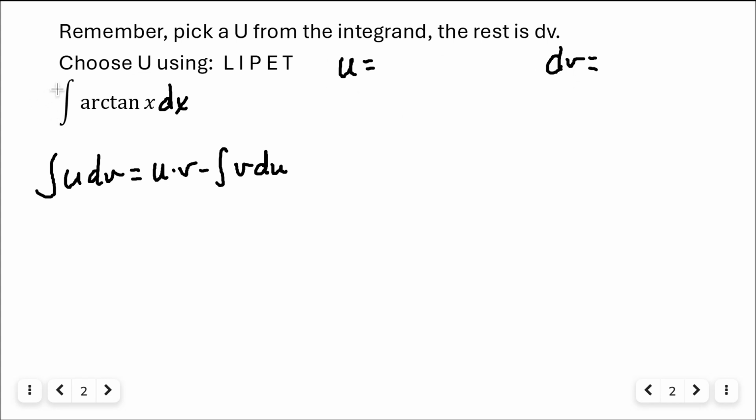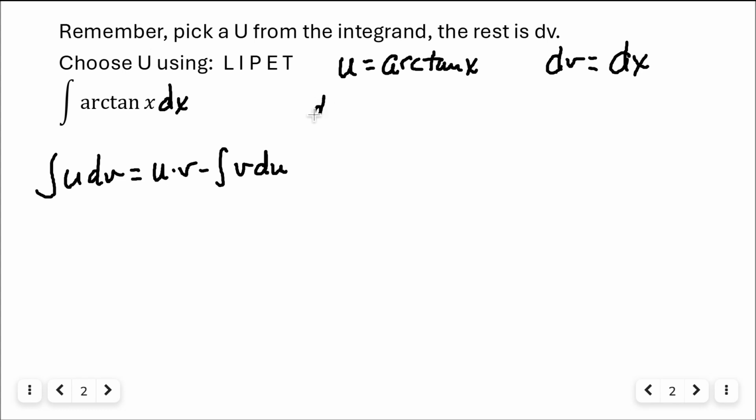All right, so I want to integrate arctan x dx. Okay, so there's really only one thing to pick. Now we're choosing u using LIPET, right? LIPET: logs, inverse trig, polynomials, exponentials, and trig. So inverse trig is actually second on the list. So the only thing we can pick for u, though, is arctan x. So we're going to pick that. dv will be dx. That's the only thing that's left.